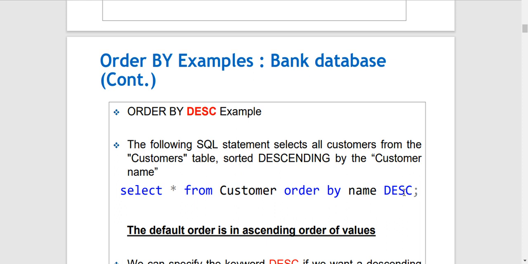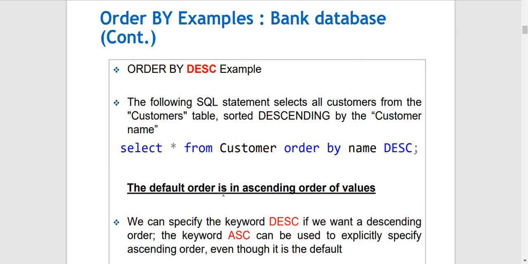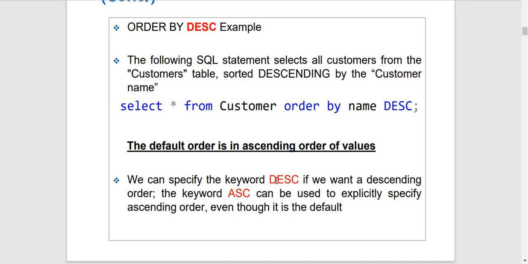name descending. The default order is ascending order of values. We can specify the keyword DESC if we want a descending order. The keyword ASC can be used to explicitly specify ascending order, even though it's the default. You can see that ascending is the default for ORDER BY.